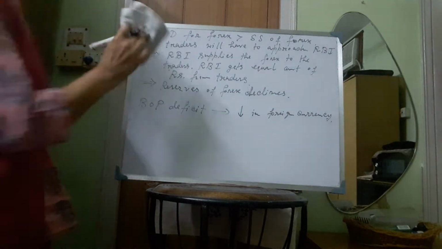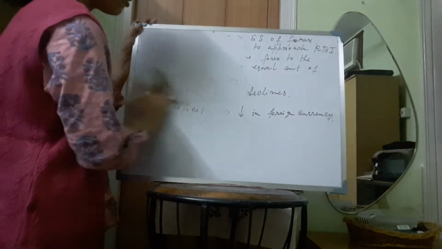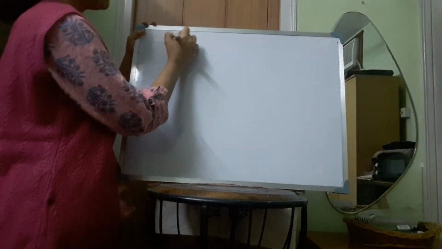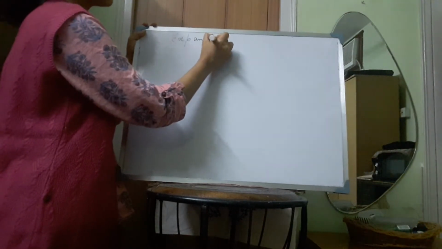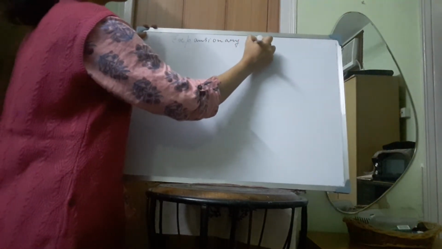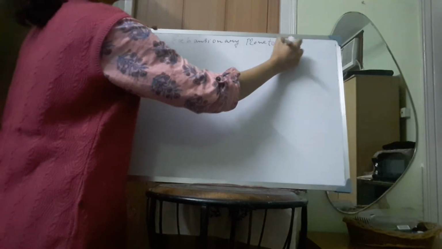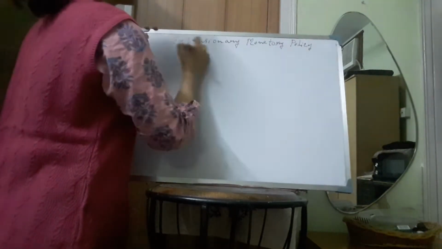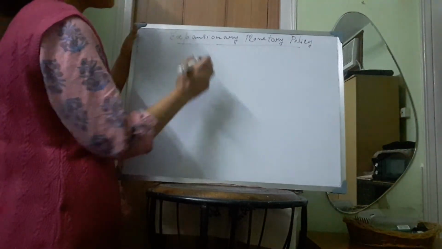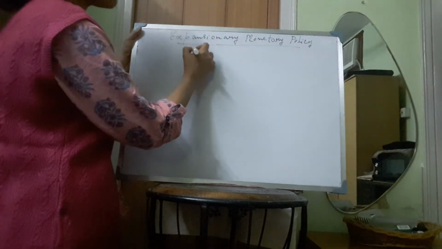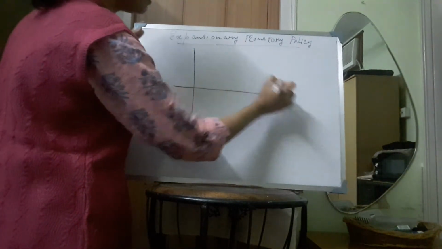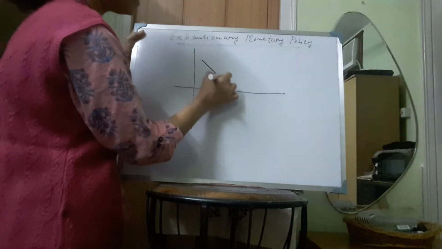Now next we consider the effect of the expansionary monetary policy on the economy. So next we consider the expansionary monetary policy. So here we consider the commodity market and also the ISLM model. So here we consider two panels. In the upper panel, we consider the commodity market equilibrium situation.